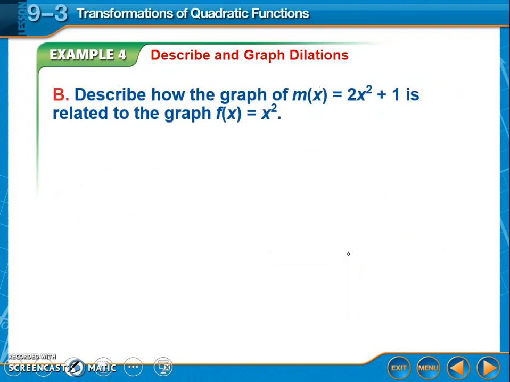So this one, I want to know what is going to happen in this graph from the original. So I, again, start with the original of x squared, which looks like this.